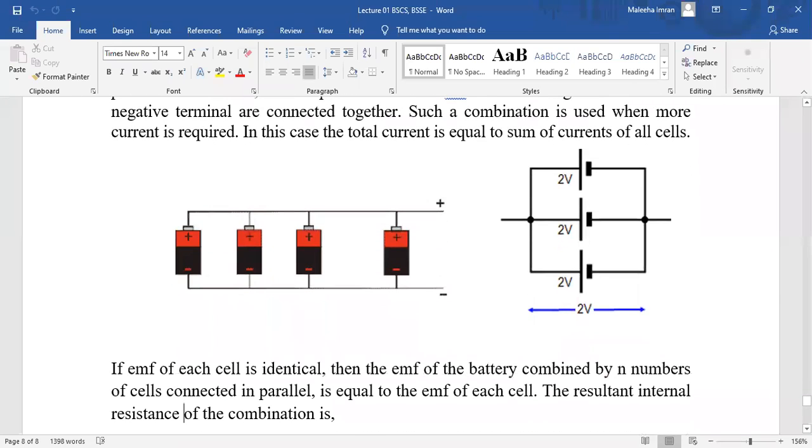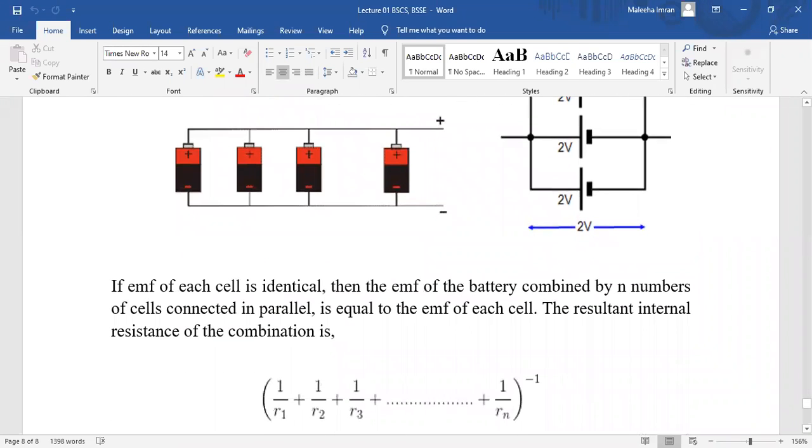So if the EMF is identical, then the EMF of the battery combined by n numbers of cells connected in parallel is equal to the EMF of the E cell. The resultant, the internal resistance of the combination is this one. You can write 1 over R1 plus 1 over R2 plus 1 over R3 in तमाम resistances के sum का जो reciprocal होगा, that is equal to the internal resistance.